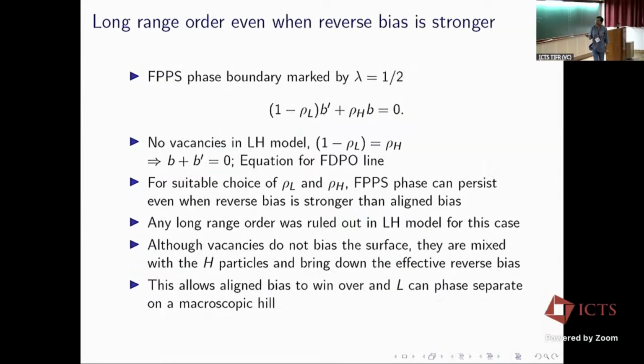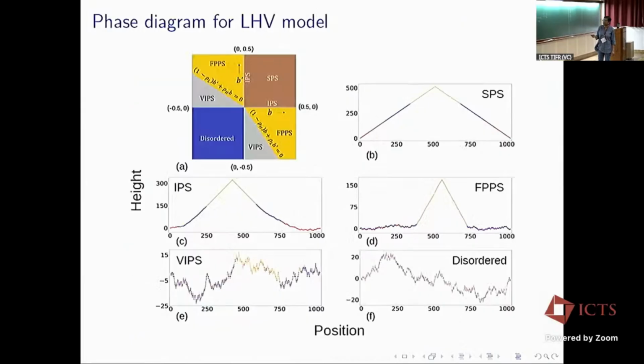But let me go back to this phase diagram once more. Yeah. So exactly on the boundary line, the L phase is still pure, but as I go deeper inside the VIPS phase, the difference between aligned bias and reverse bias grows larger and larger, and a larger fraction of H particles need to be present to balance the steady state current everywhere. And finally, in this disordered part, this third quadrant, when both the particle species are showing reverse bias, that is the only case when you have a disordered system.